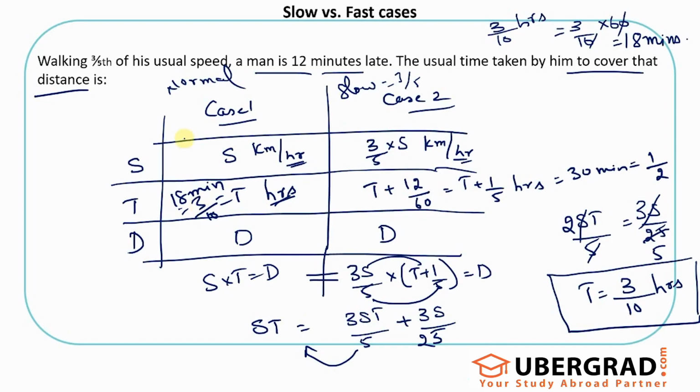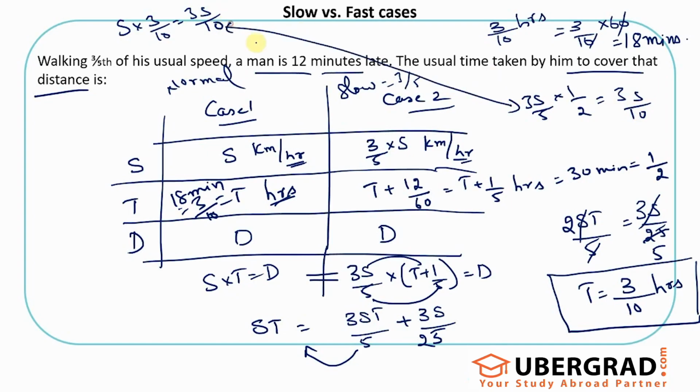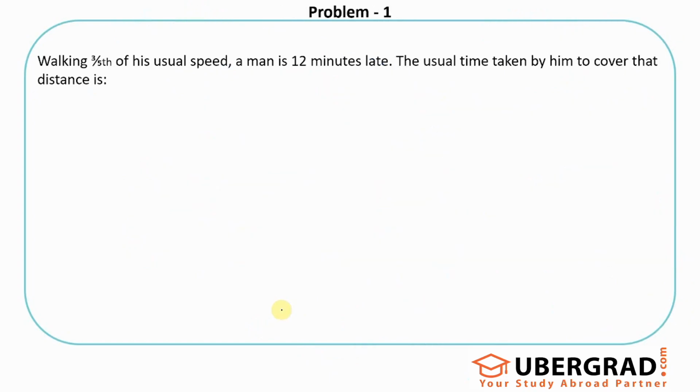So s into 3 by 10 is 3s by 10. And in this case, 3s by 5 is the speed into half an hour, that is also 3s by 10. So that's the distance they're covering, the same distance. I don't know the distance, I don't know the speed yet. The information given is not sufficient to answer that, but the question is only asking me to find the time, and that's something we found. So this is how you should do it. Look at the cases, write down STD, find what's given and what's the clue connecting them, and you should be able to solve it.